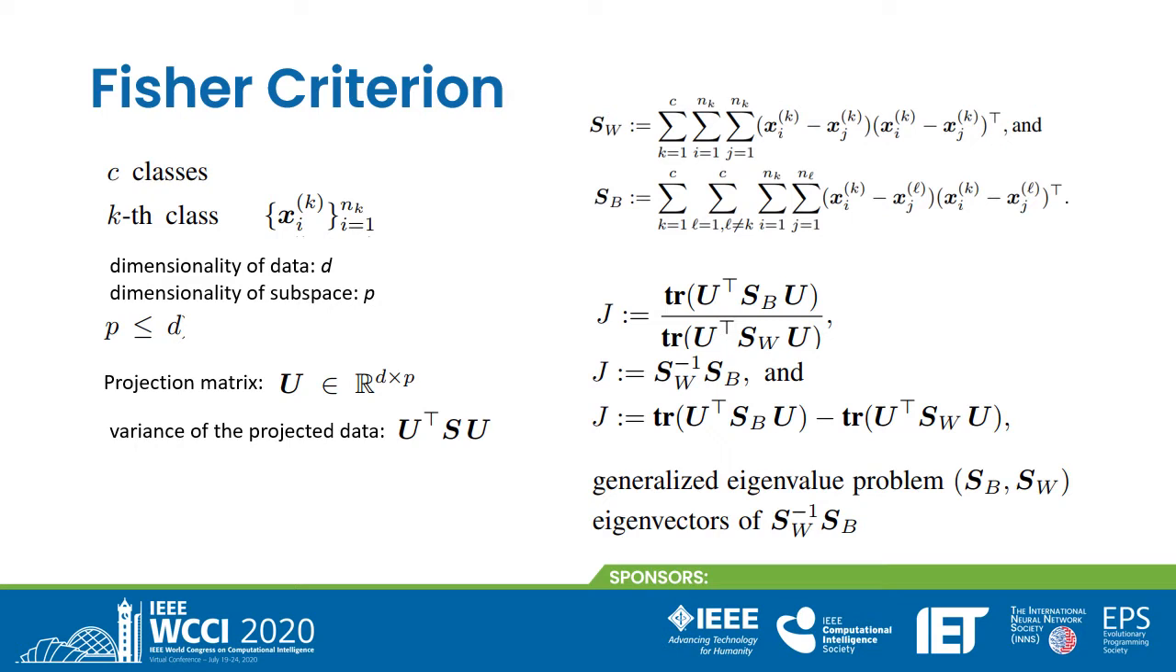You can see that we can have different types of Fisher criterion which we want to maximize. The most famous one is trace of U transpose SBU over trace of U transpose SWU. The other one is SW inverse SB, which is the solution of a generalized eigenvalue problem. It can also be trace of U transpose SBU minus trace of U transpose SWU, which is similar to the Lagrange relaxation of the optimization of FDA.